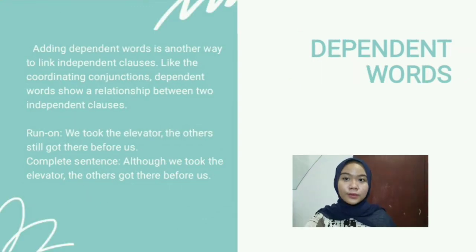Next is dependent words. Adding dependent words is another way to link independent clauses. Like the coordinating conjunction, dependent words show a relationship between two independent clauses. Run-on: we took the elevator the others still got there before us. Complete sentence: Although we took the elevator, the others got there before us.